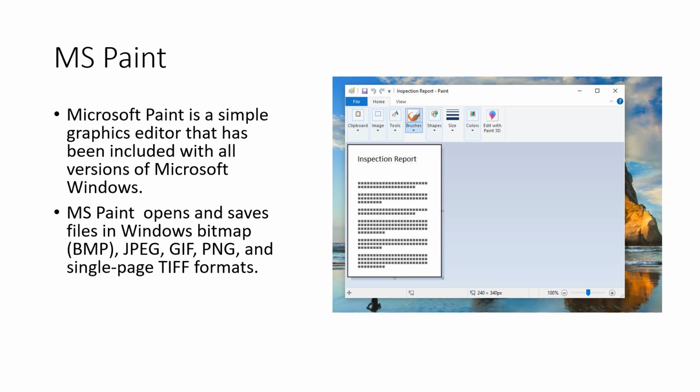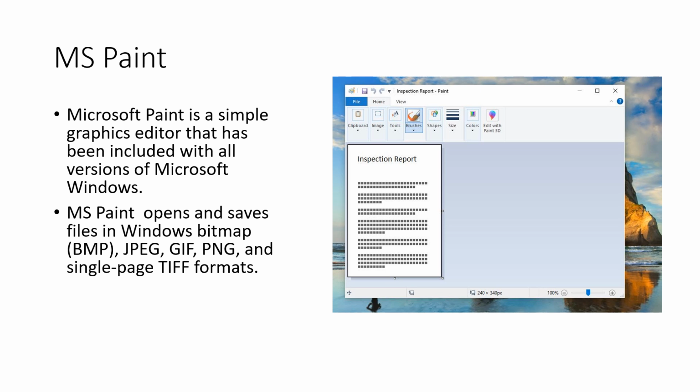And then you can save files into some really common file formats: JPEG, GIF, PNG, and TIFF. I usually save everything in a JPEG or a PNG. I don't save much in GIFs, but you can save them in those types of files.